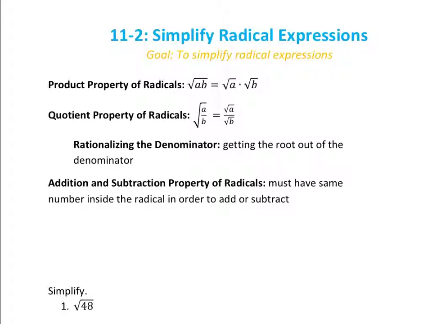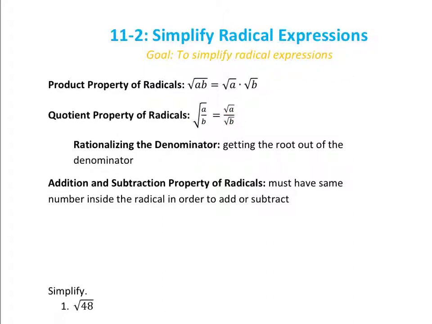This quotient property of radicals is going to help us to work with fractions. We already talked about this once before, but if you take the square root of a big fraction, you could split it up into the square root of the numerator divided by the square root of the denominator. The reason that's going to be helpful is because we need to rationalize the denominator. We can't leave a square root in the denominator.